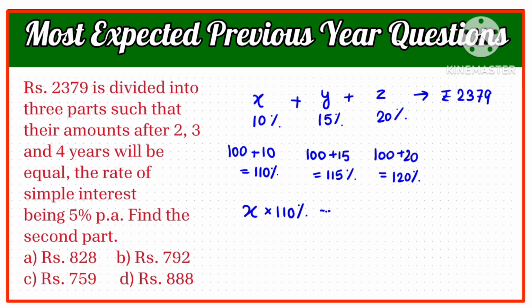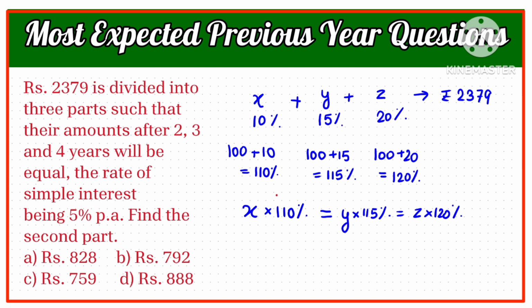So this is the amount for the first part invested. According to the question, this is equal to the amount of the second part invested, that is on Y rupees, he is getting total 115% as the amount. Similarly, for the third case, the amount is Z into 120%, and this is also same or equal.